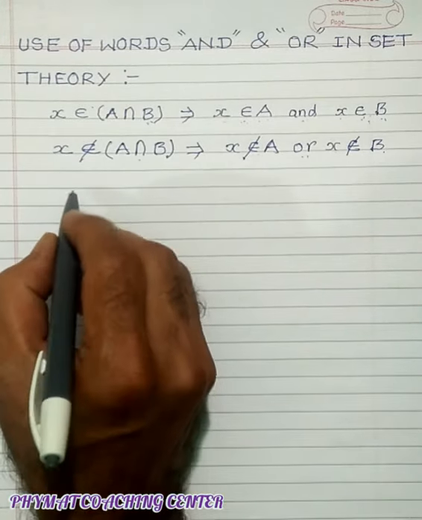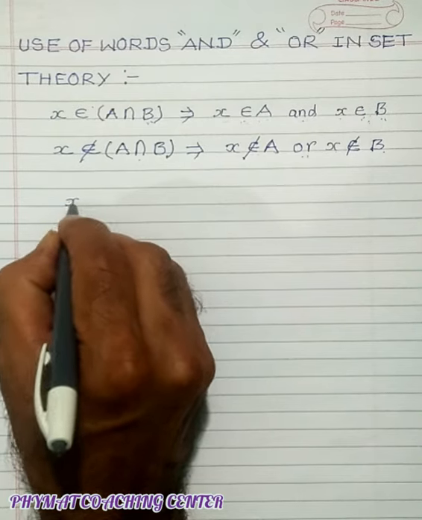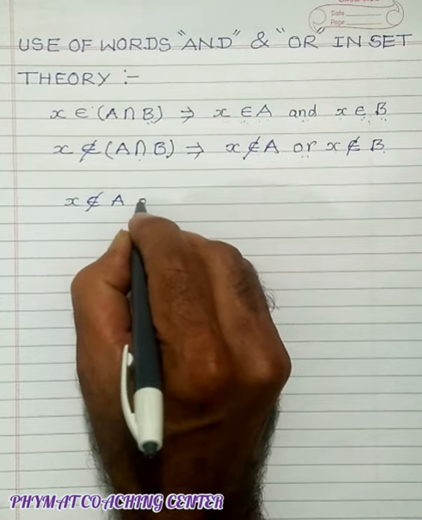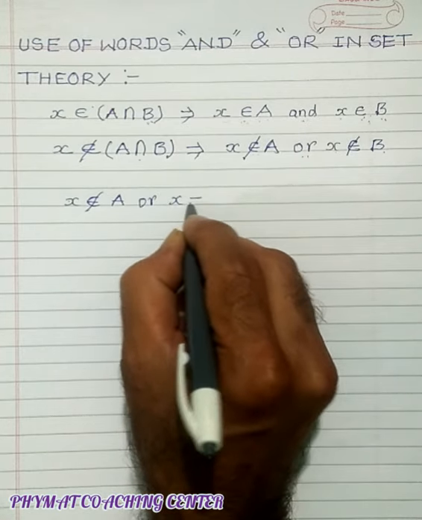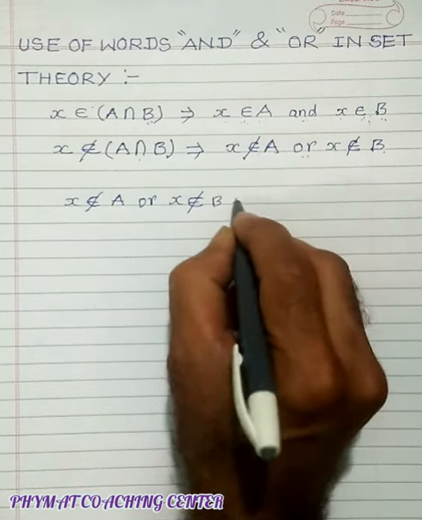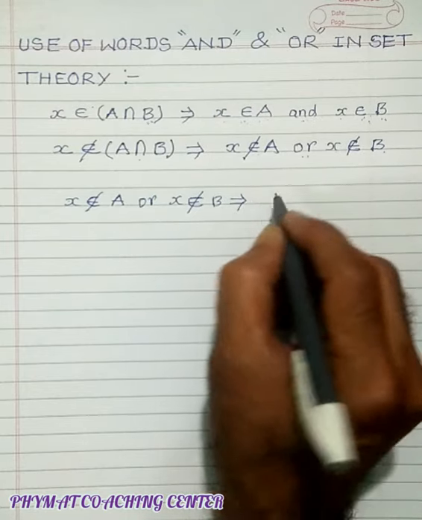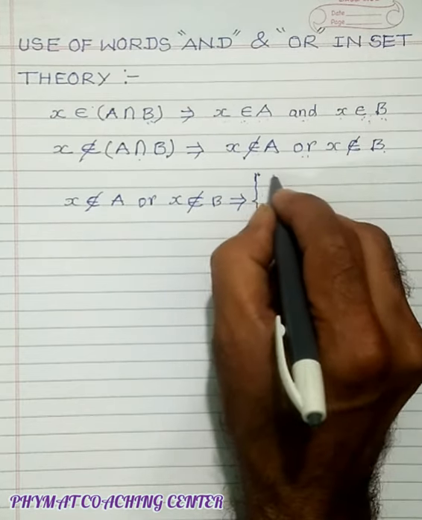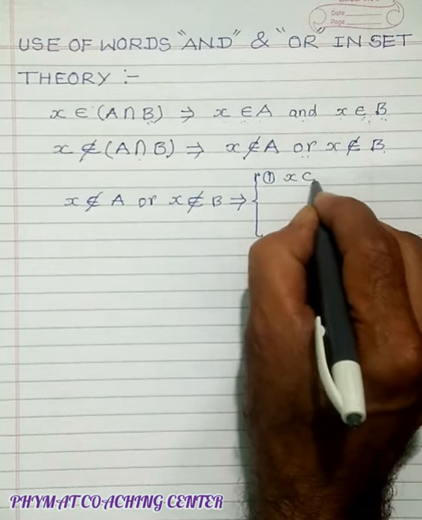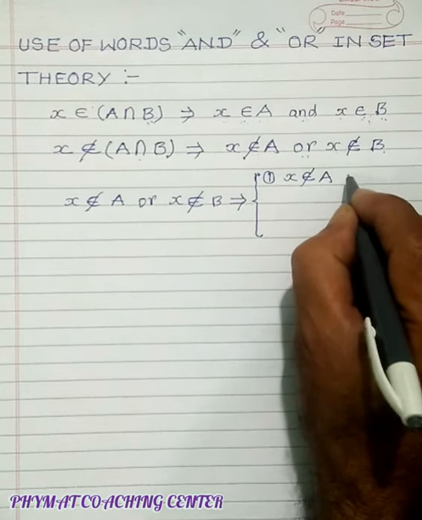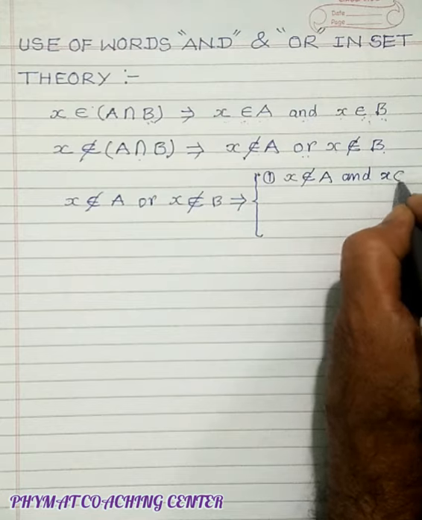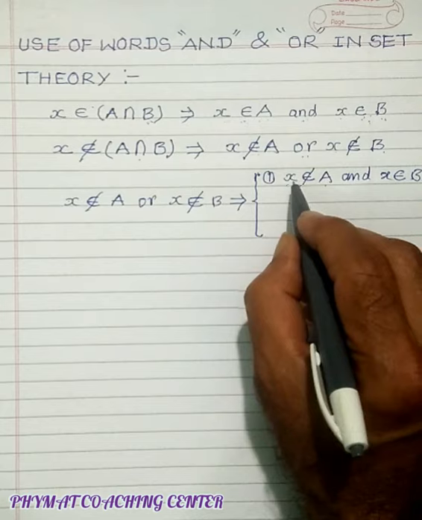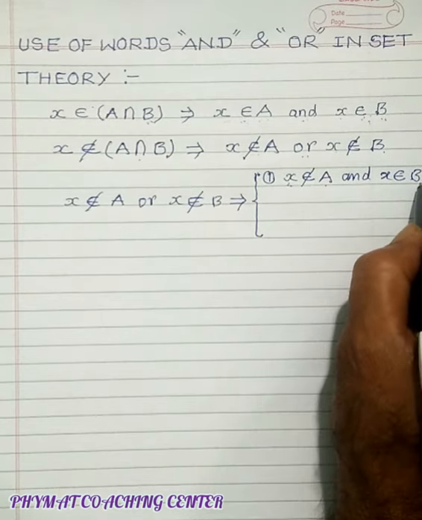In other words, to make it more clear, x does not belong to A or x does not belong to B indicates toward three possibilities. First possibility is x does not belong to A and x belongs to B. It means x is not a member of A, but it is a member of B.